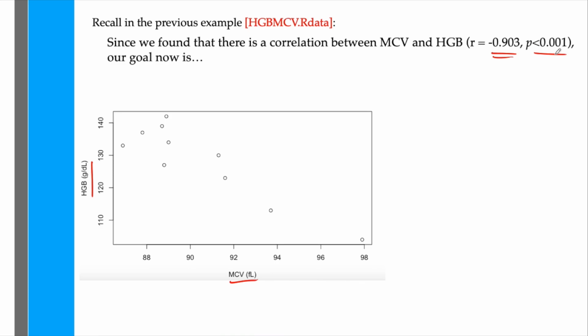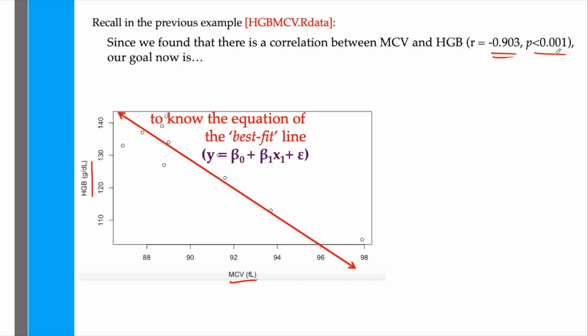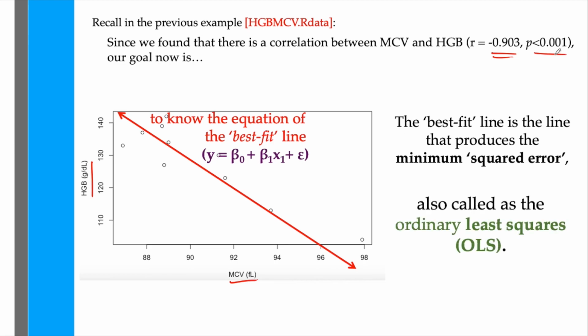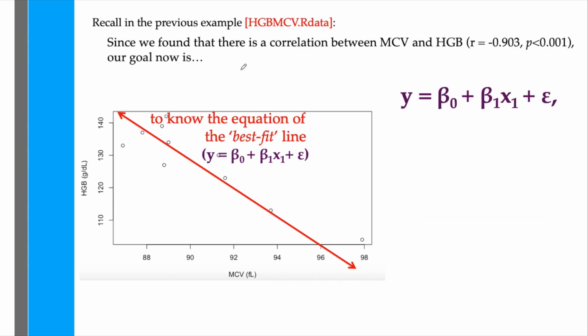Now, our goal now is to find the best fit line, in which that line produces the minimum error, or what we call the minimum squared error. We also call this the ordinary least squares. In algebra, you know that y is equal to mx plus b, in which b is the y-intercept and m is the slope.